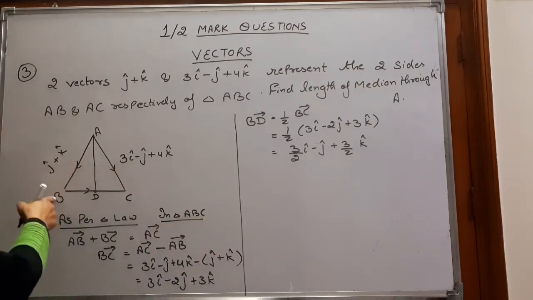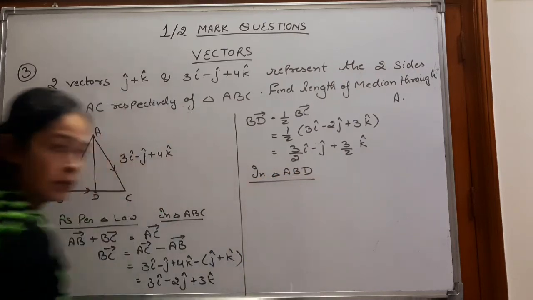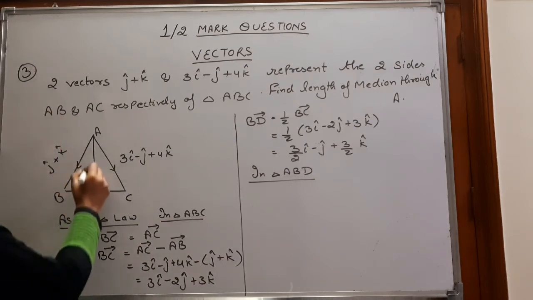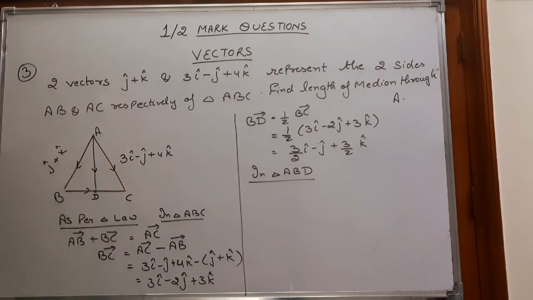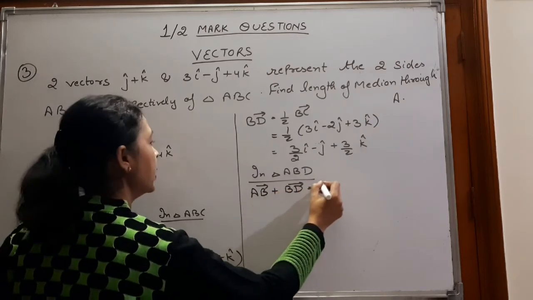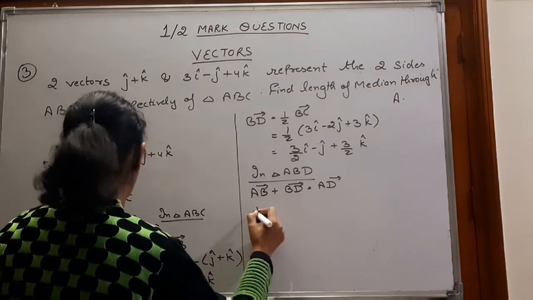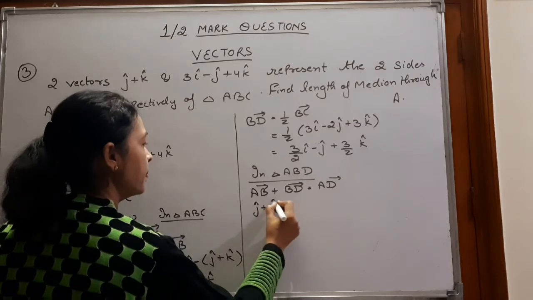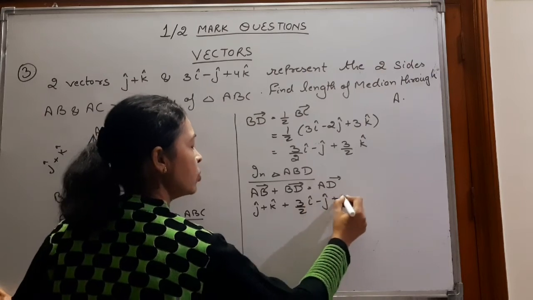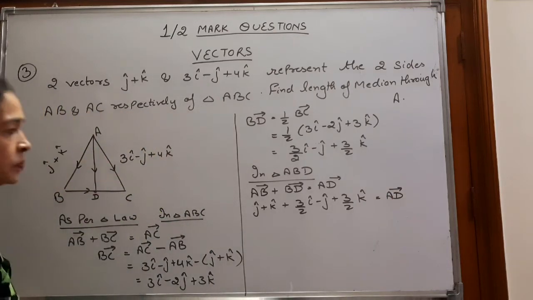Now in triangle ABD, as per the triangle law, AB plus BD is equal to AD. Vector AB plus vector BD is equal to AD. What is vector AB? Vector AB is j cap plus k cap, plus vector BD which is 3 by 2 i cap minus j cap plus 3 by 2 k cap. This is equal to vector AD.